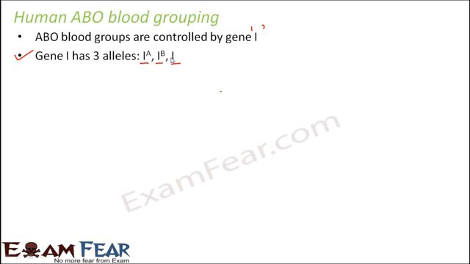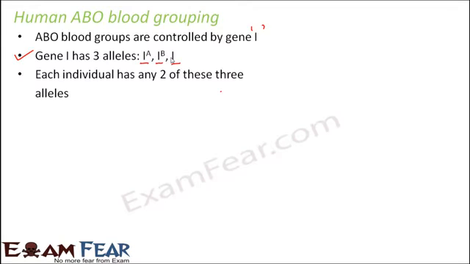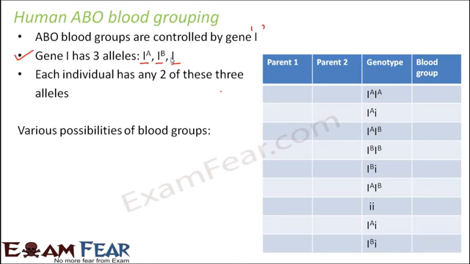Okay, now what are the various genotypes possible with these alleles? Each individual will have any 2 of these 3 alleles, because we all know a gene is made up of an allelic pair. So 2 alleles make a gene, and one person can have any 2 alleles. They can have IAIB, they can have IAi, they can have IBi. So any 2 out of the 3 alleles can be present in an individual. Various combinations can be had with these 3 alleles.